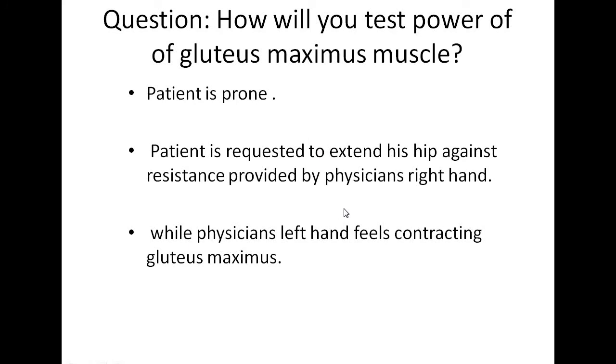Now, in relation to muscles, questions can be asked about testing the power of the muscle. If the patient is able to perform the action against resistance, that means the muscle power is grade 4. And if he is not able to do it against resistance, then power is less. How will you test the power of the gluteus maximus muscle? The patient is in the prone position and is requested to extend his hip against resistance provided by the physician's right hand.